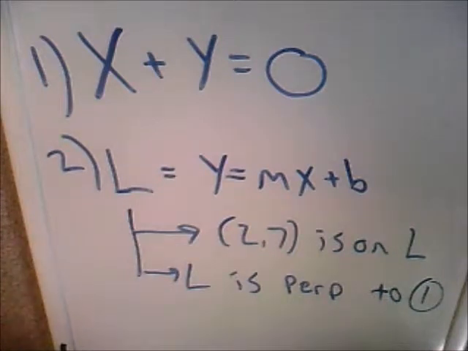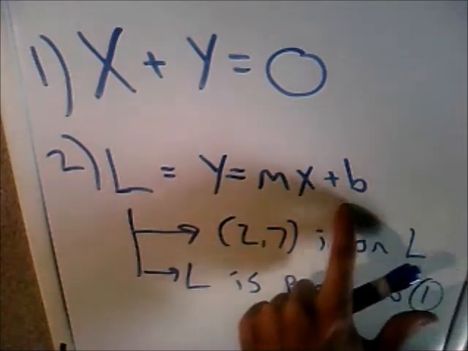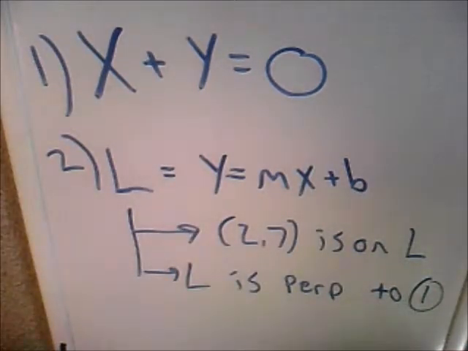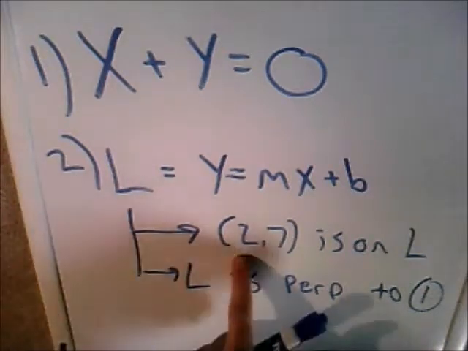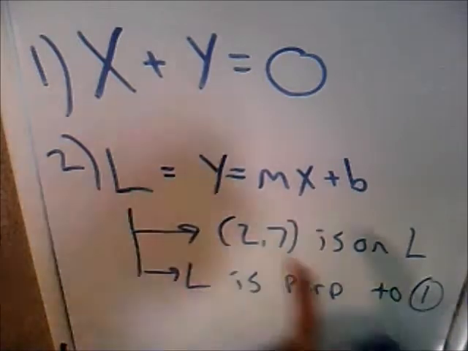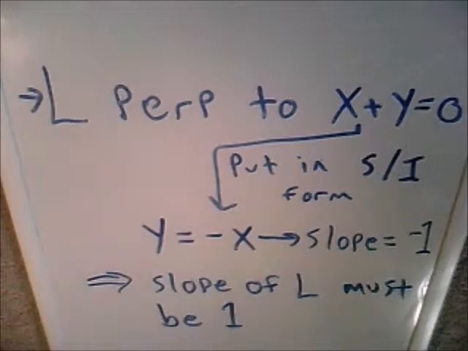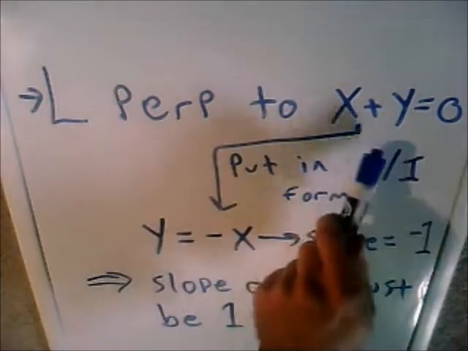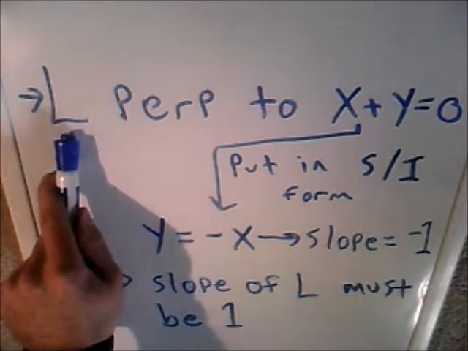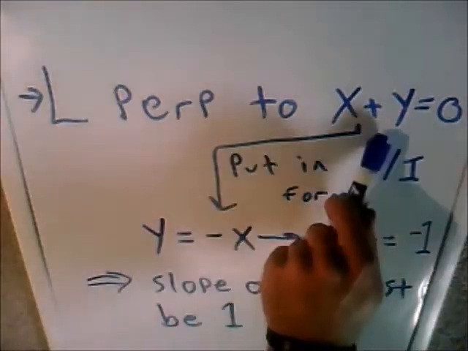Now the tricky part of this question is knowing how to interpret the information we're given about L in order to solve for its form so we can solve this system of equations. Now what do we know about L? Well, L contains the point 2, 7. Also, we know L is perpendicular to our first line. Now a student must use the information given about L to solve for the relevant details of it. So if L is perpendicular to the line x plus y equals 0, that means that L will have a slope that is the negative reciprocal of the slope of this line.